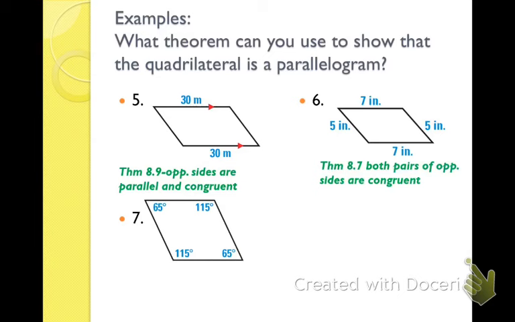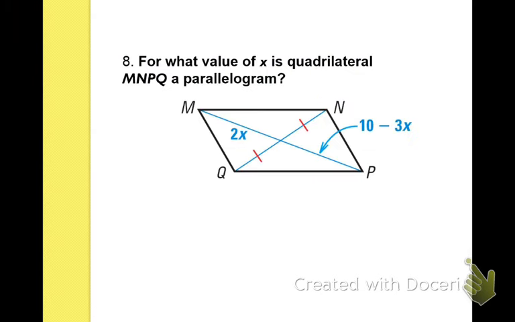7. Seth, how do I know 7 is a parallelogram? Both pairs of opposite angles are congruent for 7. All right, any questions there? Everybody have all those? Okay.